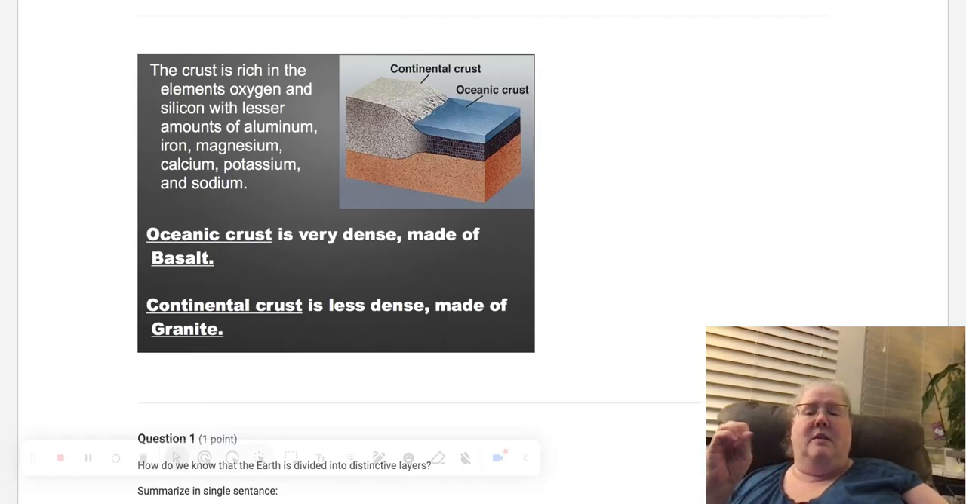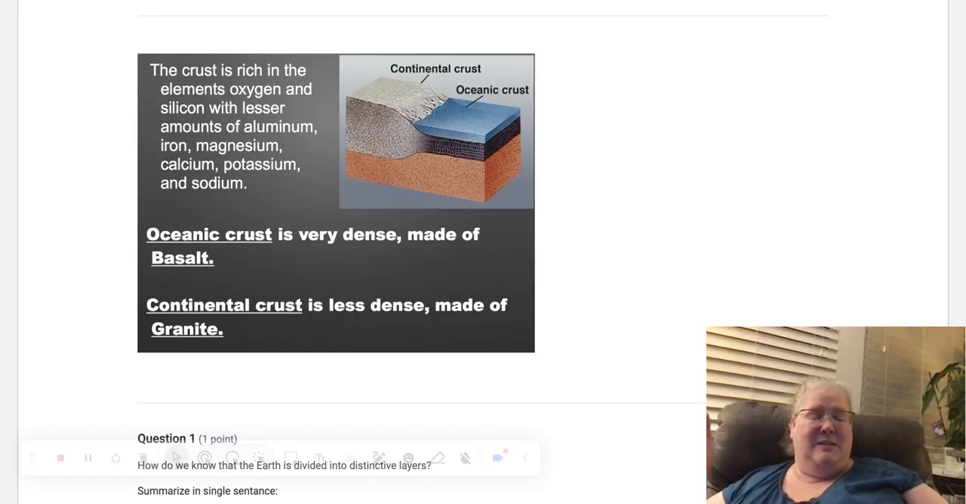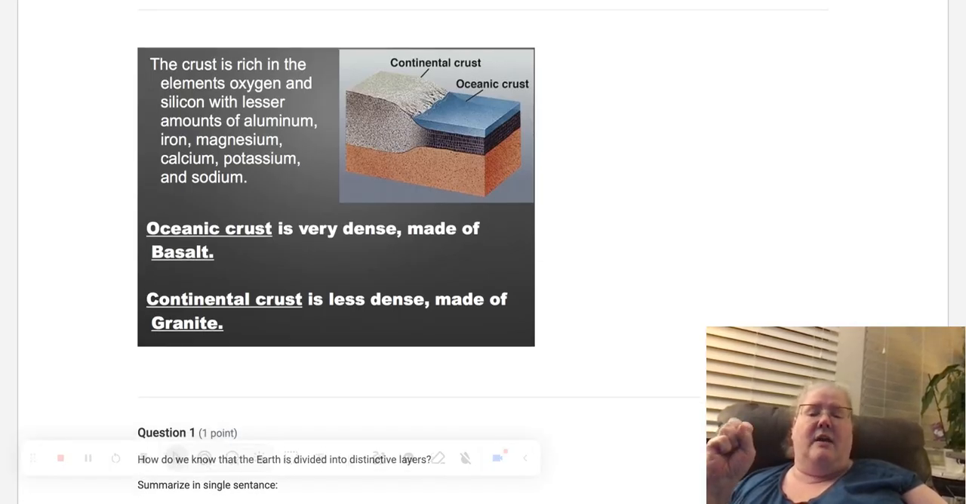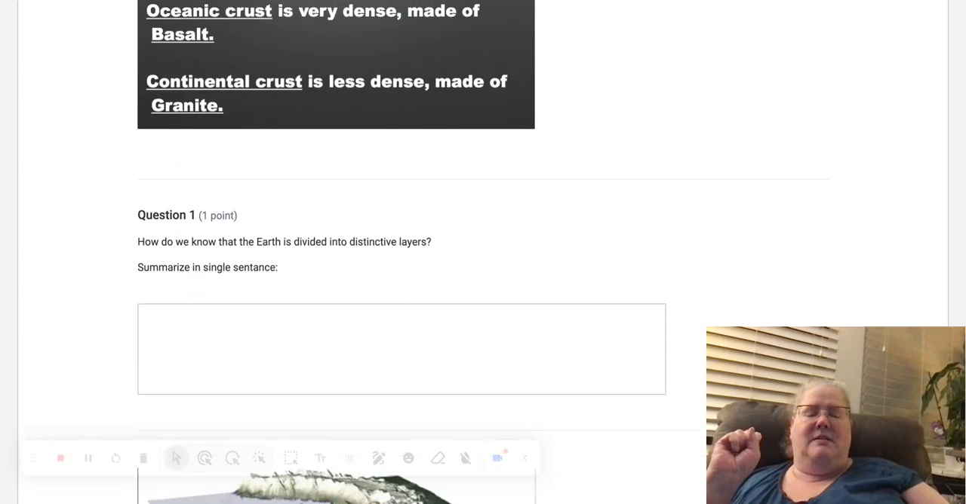So the crust is rich in elements, again, oxygen, silicon, and lesser amounts of what we think we must have a lot of, aluminum, iron, magnesium, calcium, potassium, and sodium. So as it flows, interestingly enough, the ocean's crust is very dense, and this is our basaltic rock. It's a very dense rock compared to the granite, which is a much less dense rock. Granite is less dense than basalt, and that's going to be an important point coming up as we get through the theory of tectonics.